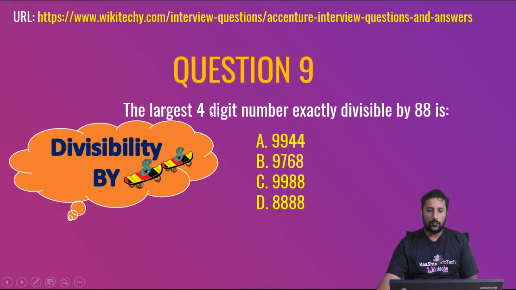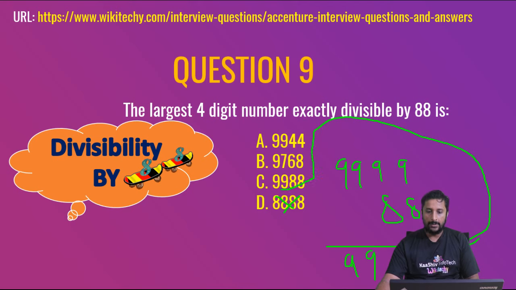The largest 4-digit number exactly divisible by 88 is what? From this one, I can tell you, the maximum number is 9999. Dividing by 88, you will be getting 113 and some remainder, so the number should be smaller. So it can be these three, and it can't be this one. Let's see which is the answer.